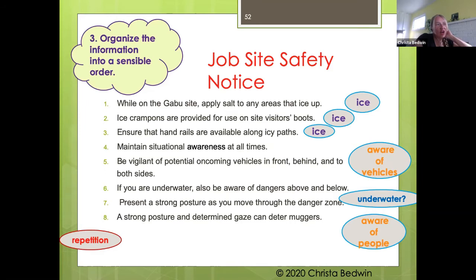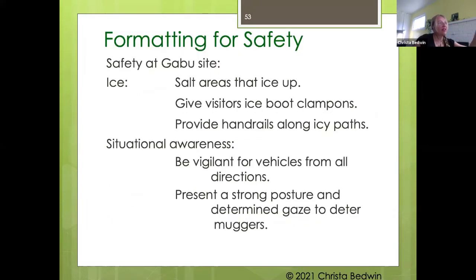So there's a guy named Klaus Hopper. He was a German guy, and he specialized in industrial safety and airplane safety and stuff. And he came up with this format, which he calls the question-answer format. So somebody who wants to do safety at the Gabu site might say, what do I do about ice? That's the question on the left-hand side. And then on the right-hand side, we have three answers. Salt the areas that get icy. I know in India you have so much ice, so I wanted to give you this example. Then also give visitors these devices with steel spikes on the bottom that people can put on their boots on icy sites. And you can put handrails along icy paths.